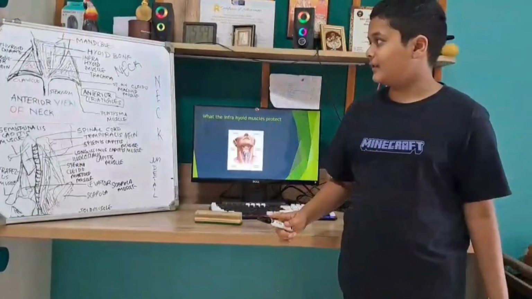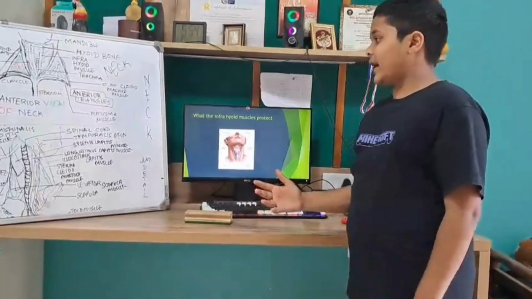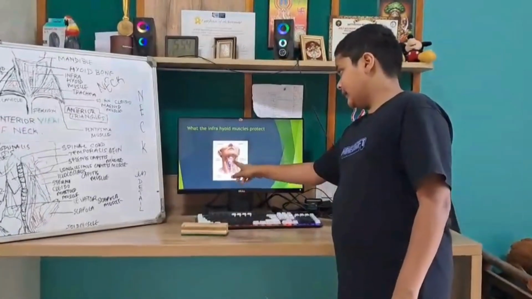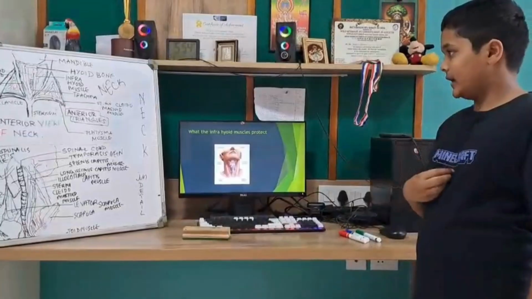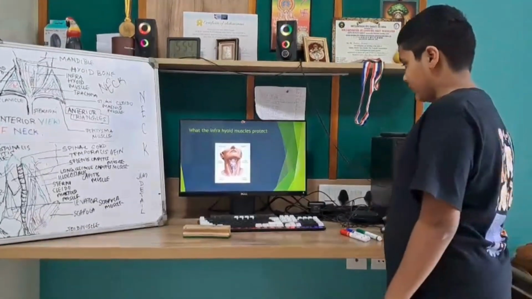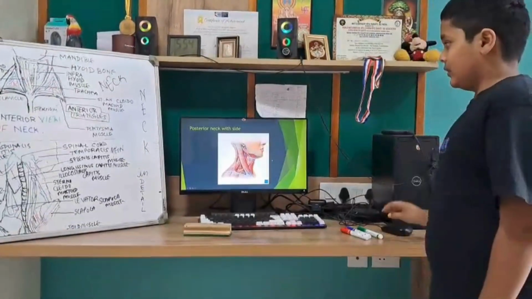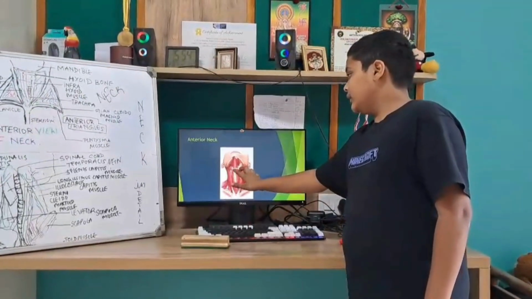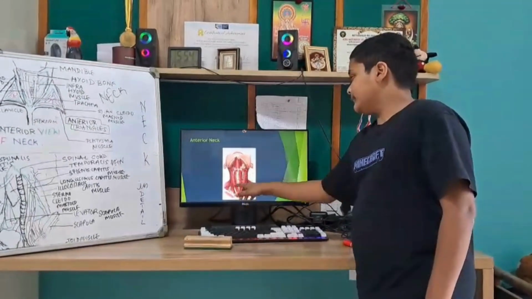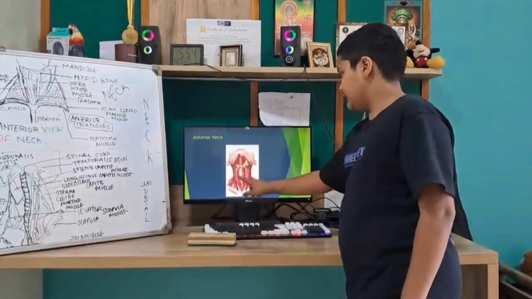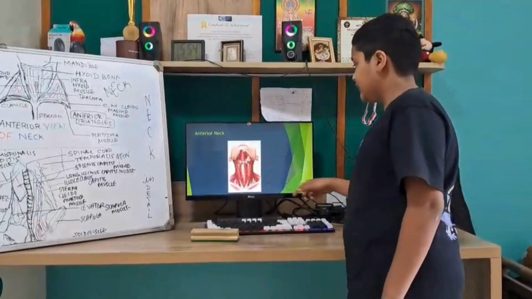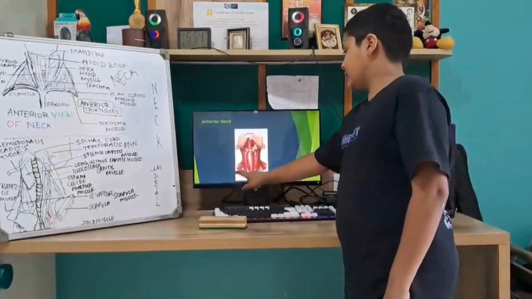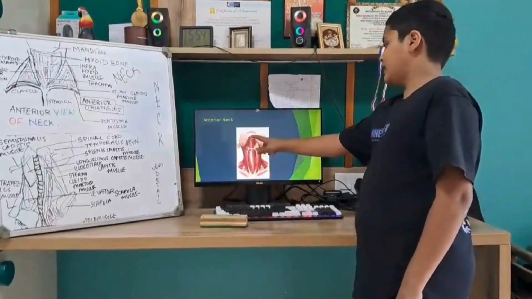Now let's summarize. So what does the anterior view of the neck do? It protects the epiglottis and pharynx, thyroid gland, etc. In the anterior of the neck, there is the hyoid bone, infrahyoid muscles, and the triangles over here, here, and here, and also the sternocleidomastoid muscle, the clavicle, and the sternum or the breastbone, and there is the mandible.